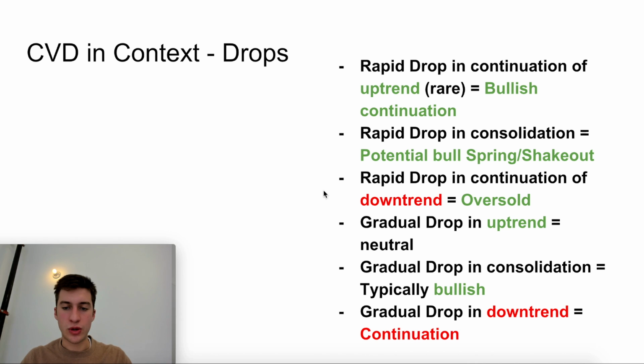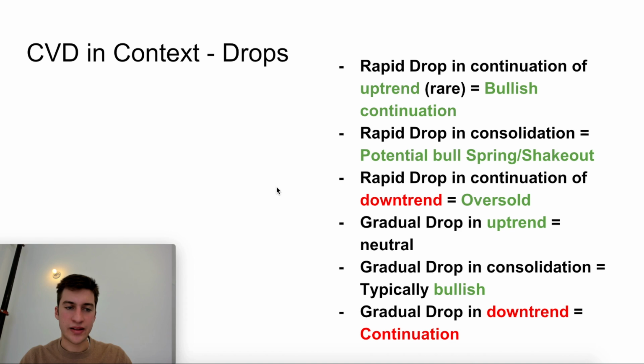A rapid drop in the continuation of a downtrend is quite textbook oversold, which would be quite bullish. That's why it's green here. Price is moving down, we see a period of heavy market selling, and price will likely go flat or move up. More often than not, move up.